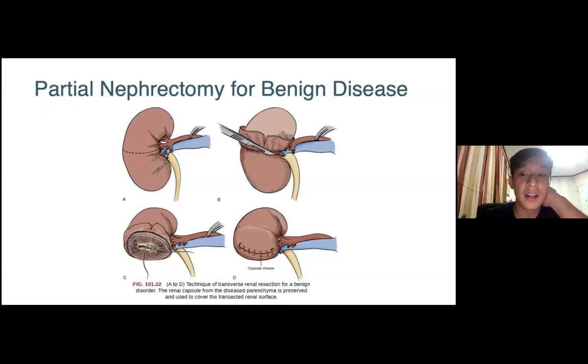So this approach, the partial nephrectomy, can be done by excising the site, and then eventually you can repair it through renorrhaphy. So later we will cover partial nephrectomy for malignant diseases also.